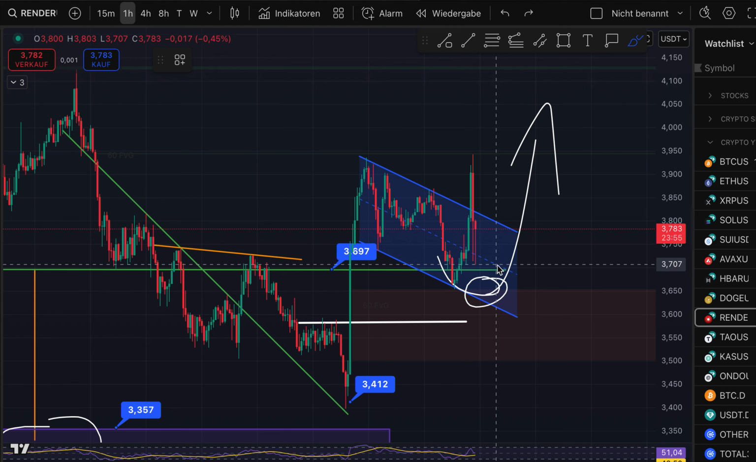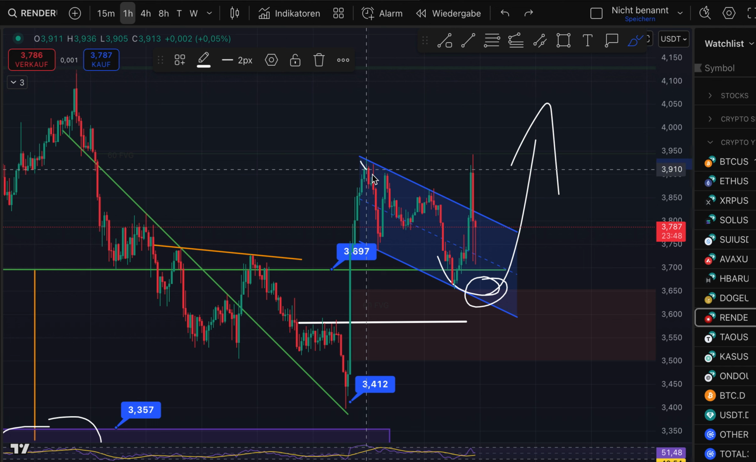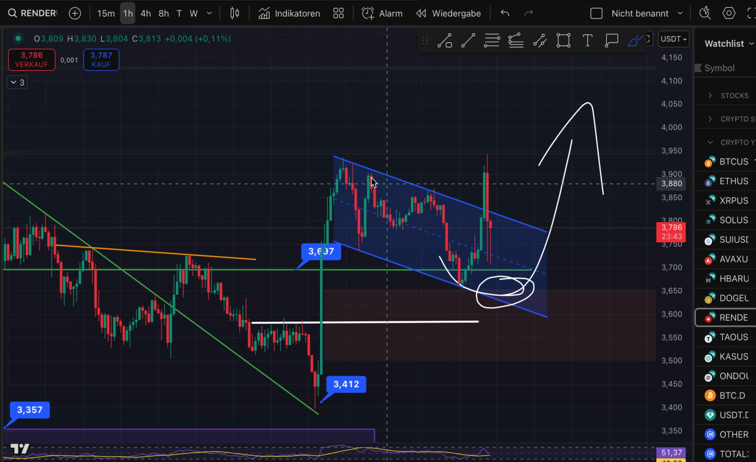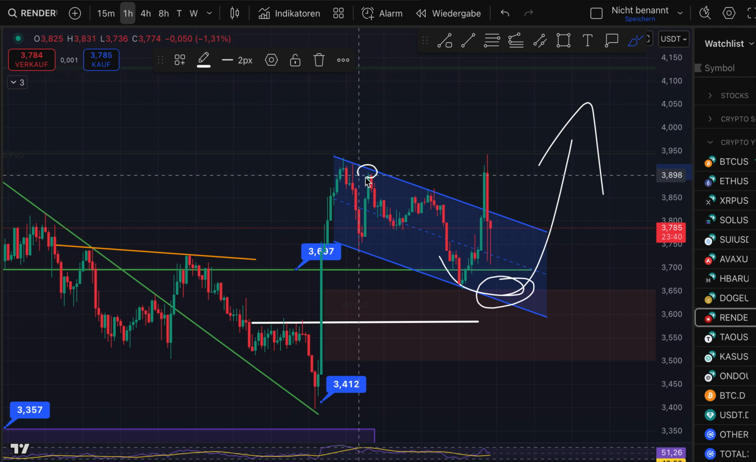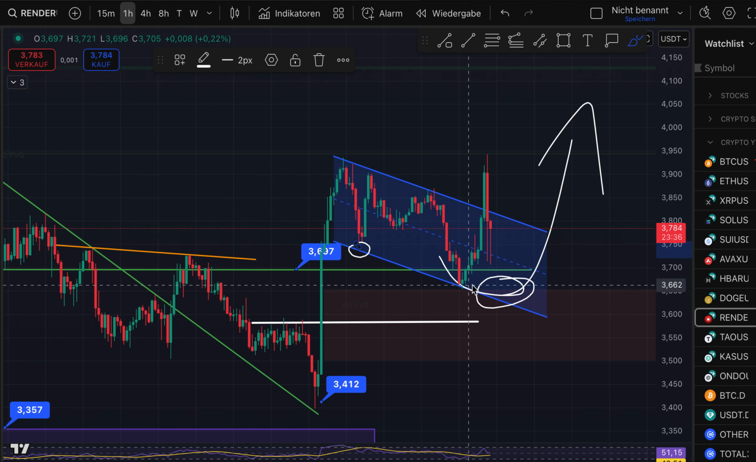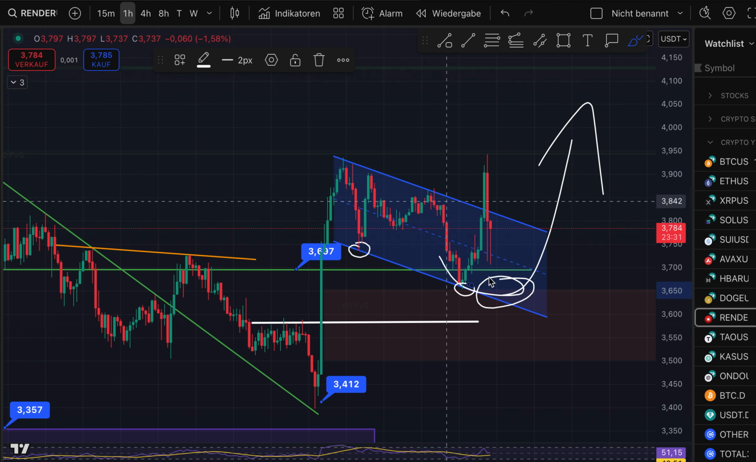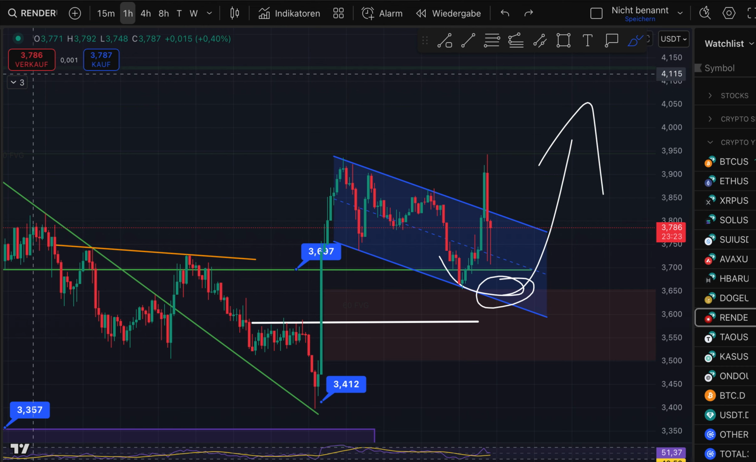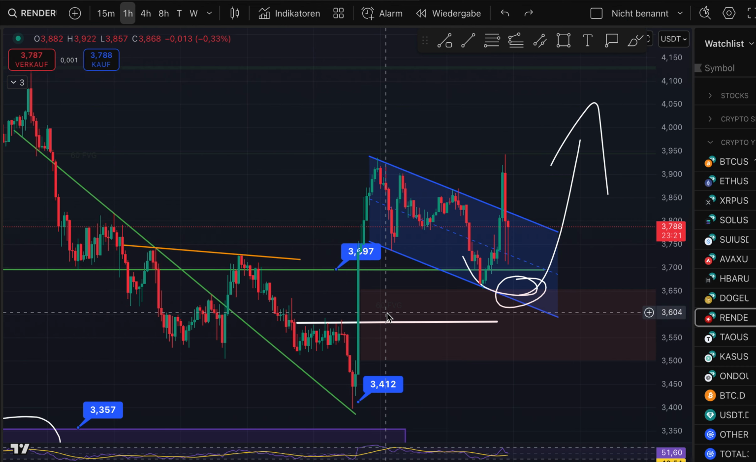In the end of the day, for Render, the whole setup was perfect. This was our dream scenario. 4 touch points on the upper part of the bull flag, and yes, I also count this one here as a touch point too, even though it's not touching perfectly. And we always want to see at least 2 touch points on the downside. So 2 touch points on the upside, 2 on the downside, 2 on the upside. That's the minimum requirement in my opinion for a bull flag. If we get more touch points, better.